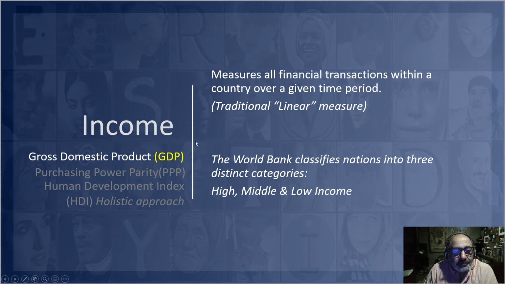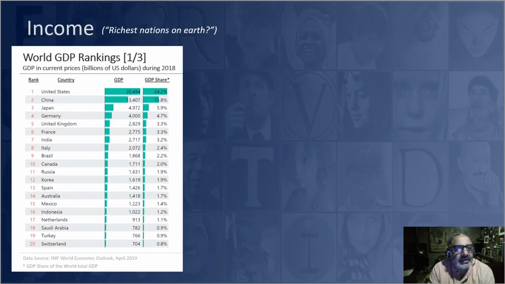GDP measures all financial transactions within a country over a given time period. It's a very linear way of measuring wealth of a country. And then what the World Bank goes and does is say you either belong to the high income, middle, or low income countries. Now, what that looks like is this. If we measure GDP by country, the United States of America comes out as number one in the world, with 24% of all of the wealth in the world being generated by one country. Remember, they only represent 5% of the world's population, but 24% of its wealth.